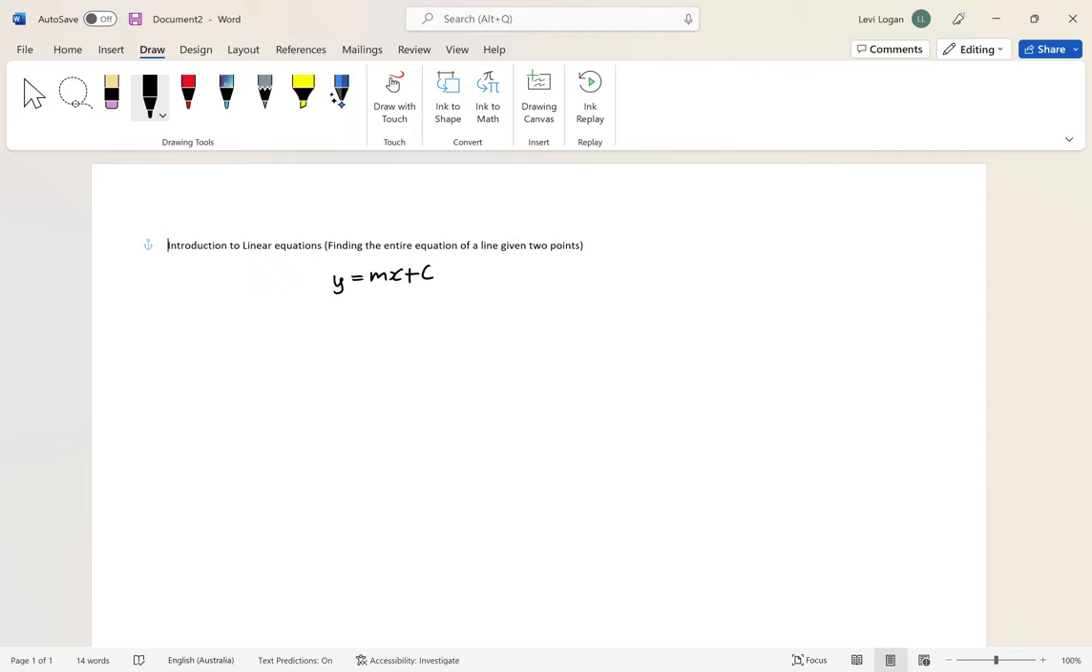So the key thing with sketching is to find the intercepts. So you have the y-intercepts and the x-intercepts. Now I've gone over briefly how to find a y-intercept, but finding an x-intercept is very similar. To find a y-intercept, you set x equal to 0. To find an x-intercept, y is equal to 0.